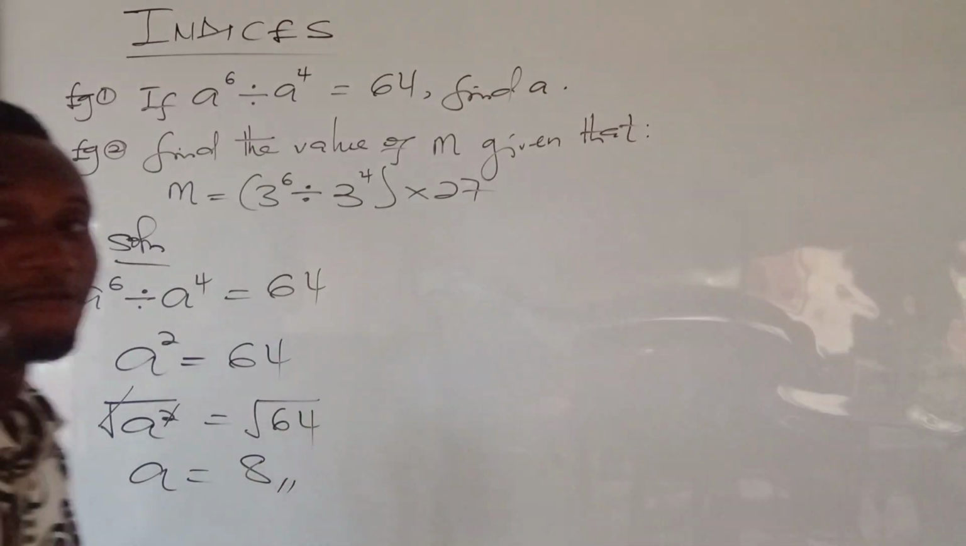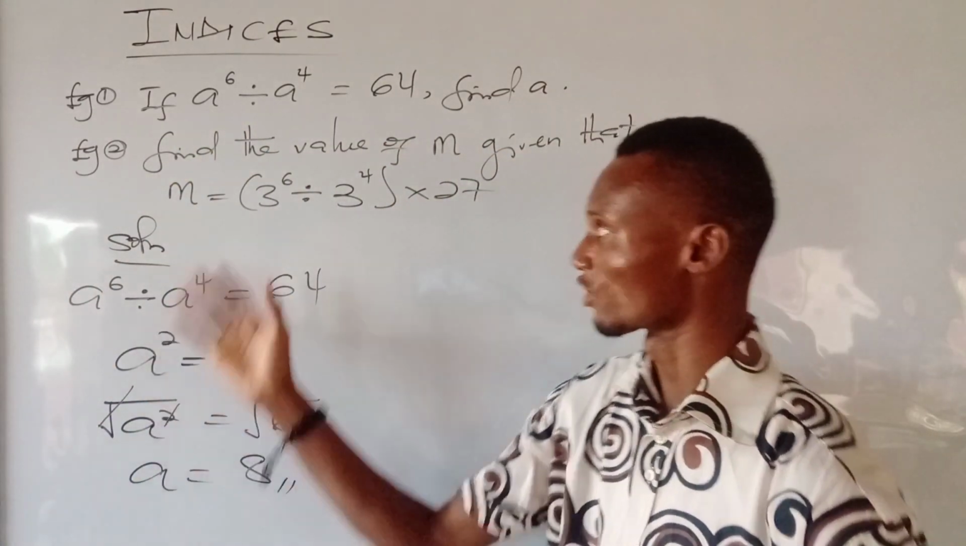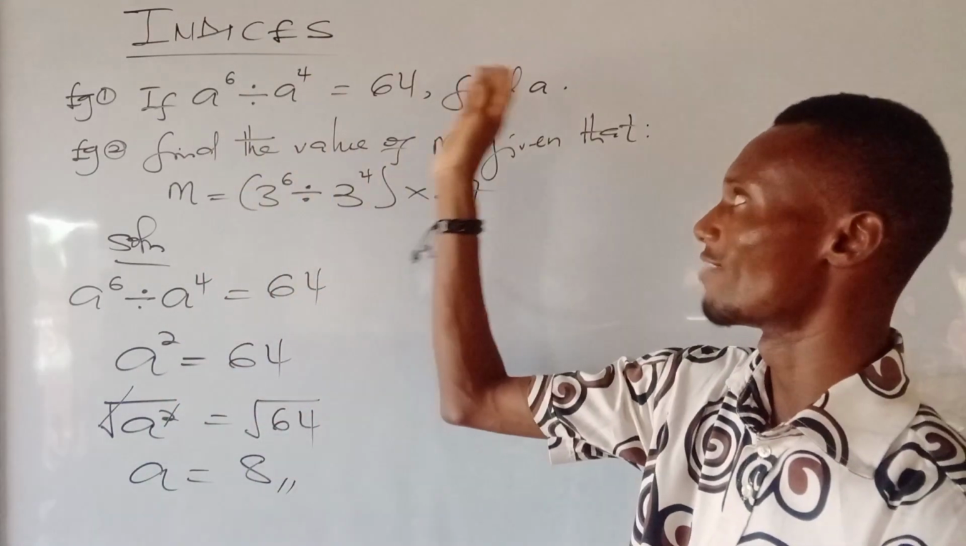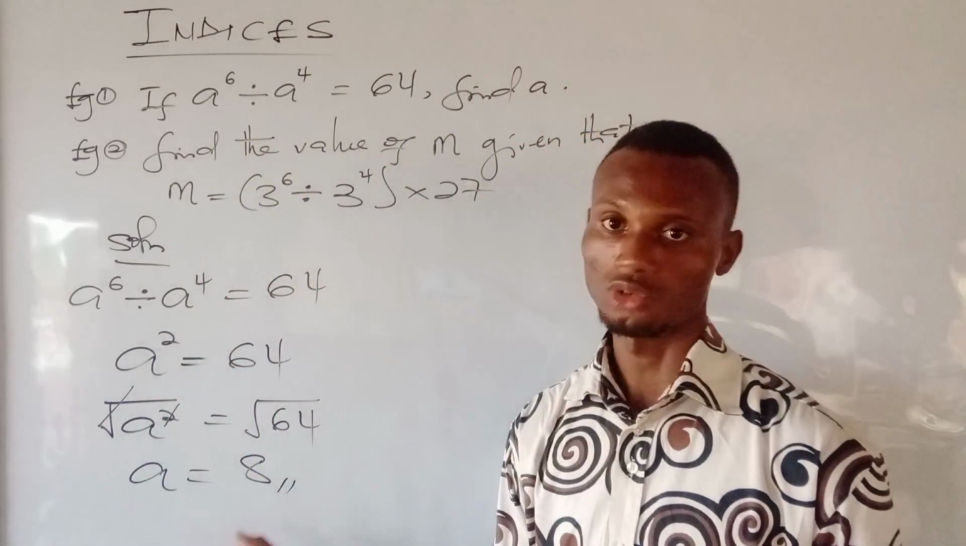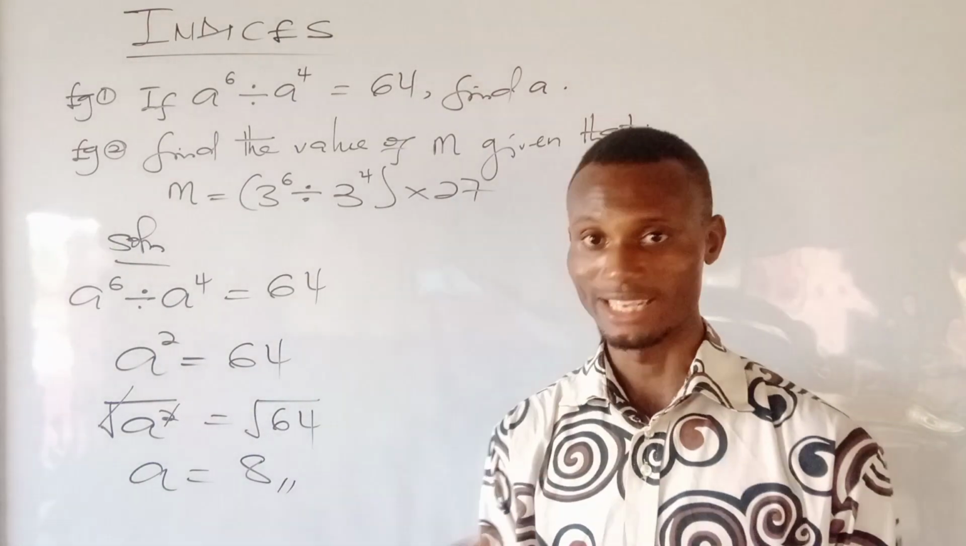So this is my final answer for solving the equation that is on the board. So finding the value of a, my a equals 8. Okay, so that's the answer. I hope the explanation is clear enough.